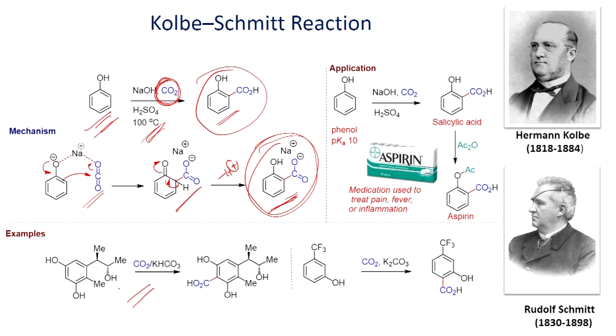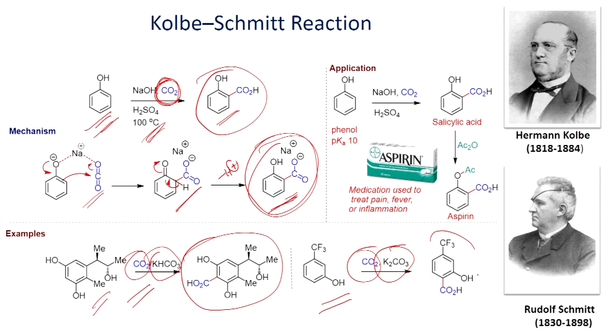Here an example is shown, the reaction of this dihydroxy compound, and this can be readily reacted with carbon dioxide in the presence of potassium bicarbonate to give this carboxylic acid compound. Similarly, here the reaction of the phenol derivative with carbon dioxide in the presence of potassium carbonate is shown, and you can introduce a carboxylic acid functional group at this ortho position to give this salicylic acid derivative. And here an example is shown, and as we have just seen, since this proton is acidic enough in the presence of base, you can deprotonate, you can form the phenoxide, which can readily undergo reaction with carbon dioxide.